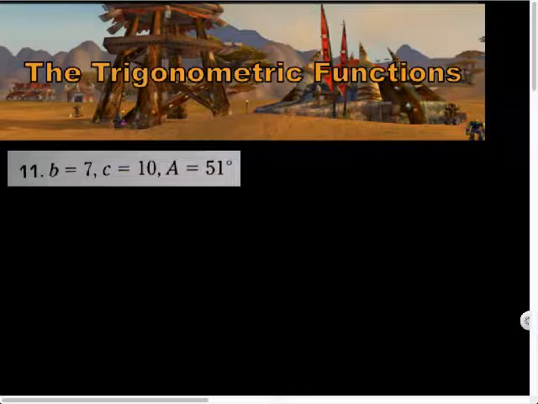Greetings and welcome, friends. We've been talking about Law of Cosines, and Law of Cosines has a couple strengths compared to the other techniques we have.